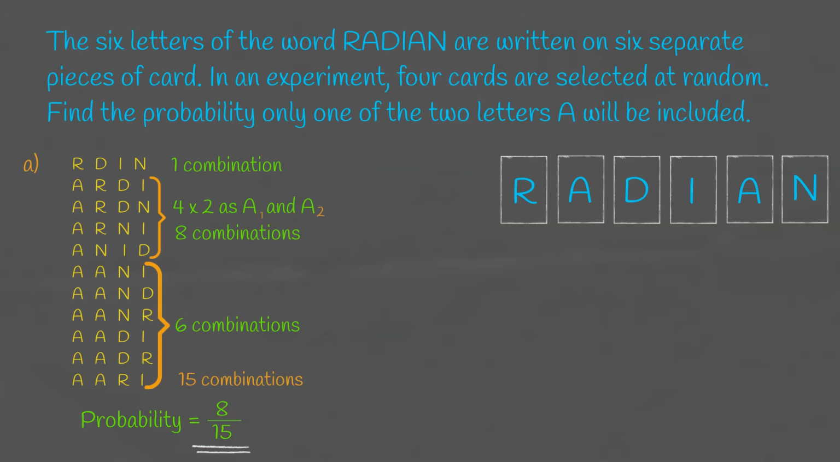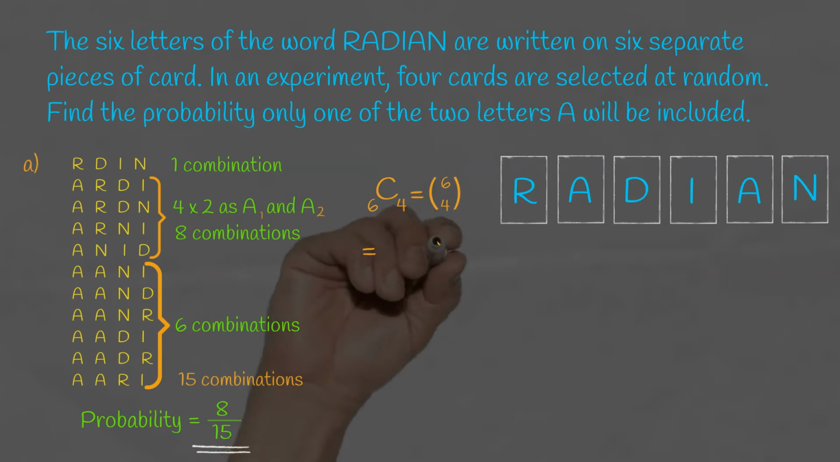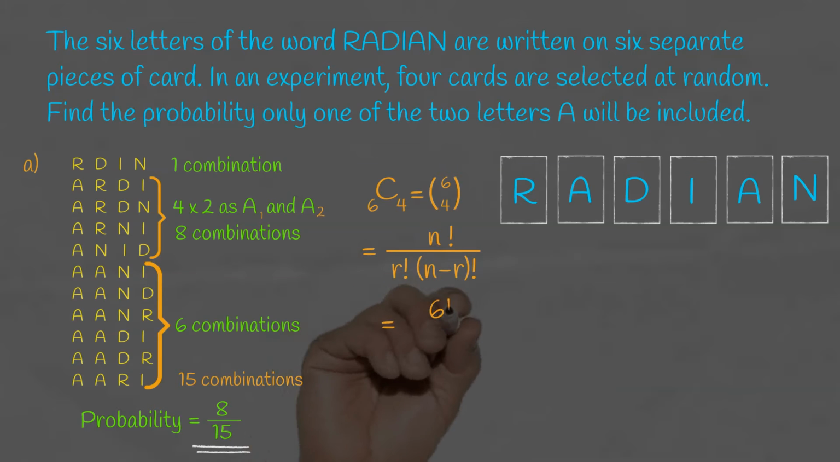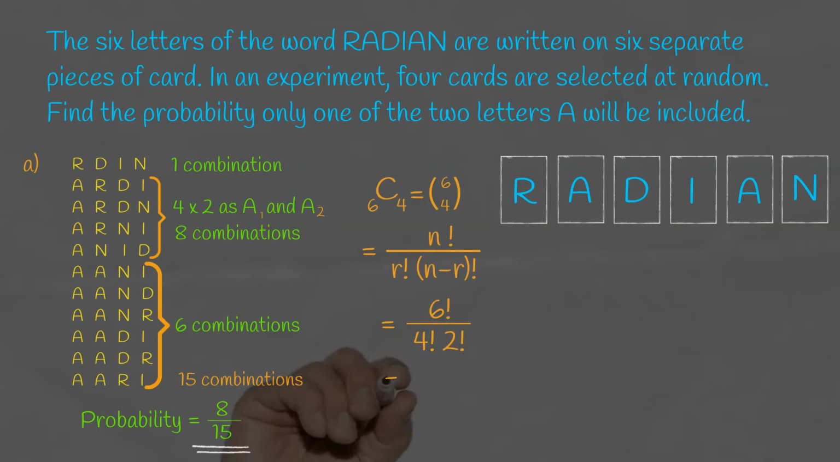Of course, if you want to find the total number of combinations, you could have also used 6 choose 4, used the combinations formula, put the numbers in, and also got to 15 combinations. However, you would still need to know how many combinations of those only had one A.